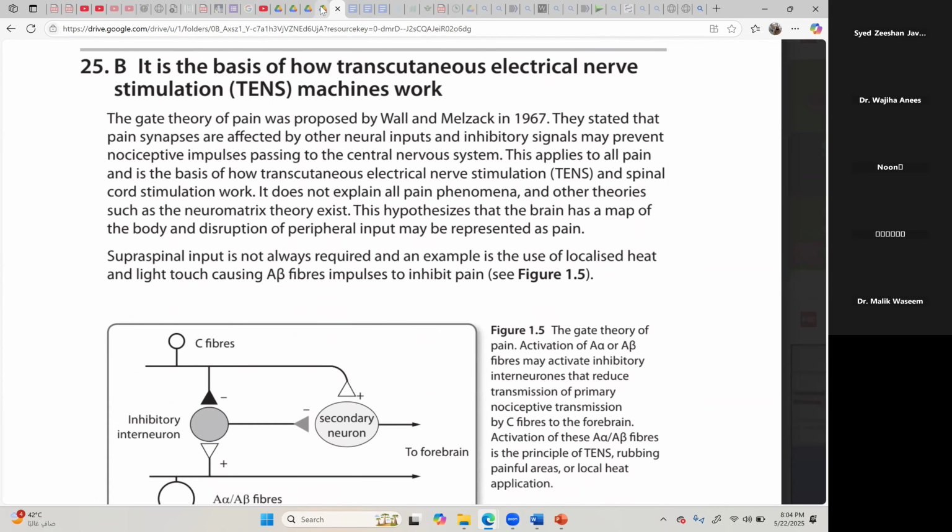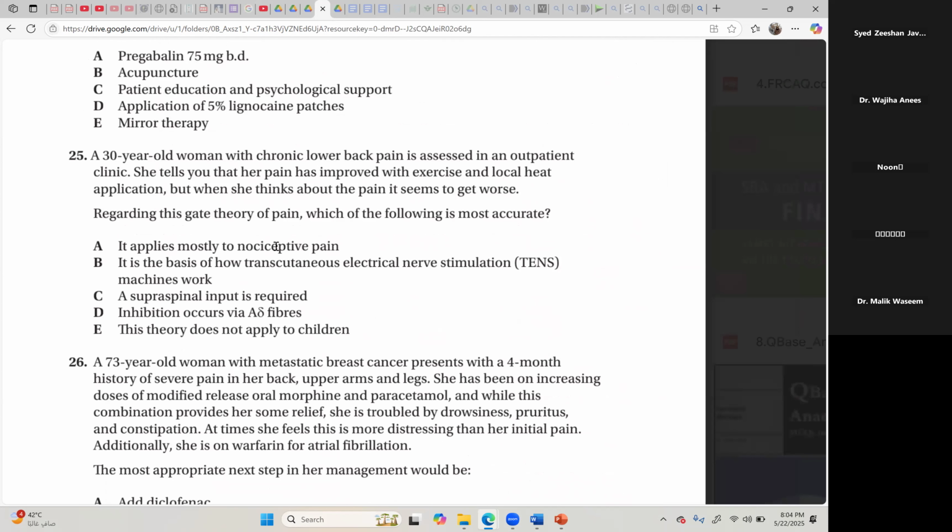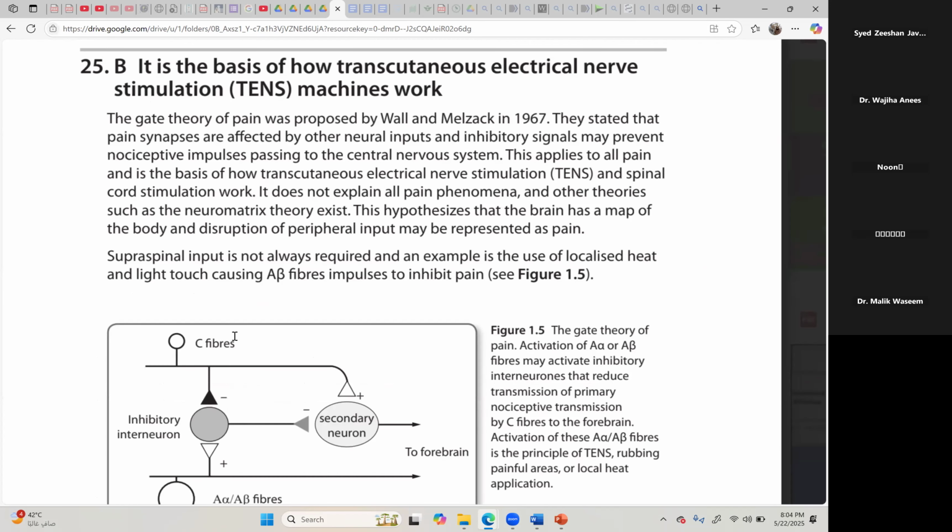Because it has some effect in neuropathic pain as well, as we discussed. And then supraspinal input is not mandatory. Inhibition occurs via A beta fiber, not A delta fiber. This theory does not apply to children. No, it also applies to children. So that is how exactly it occurs.